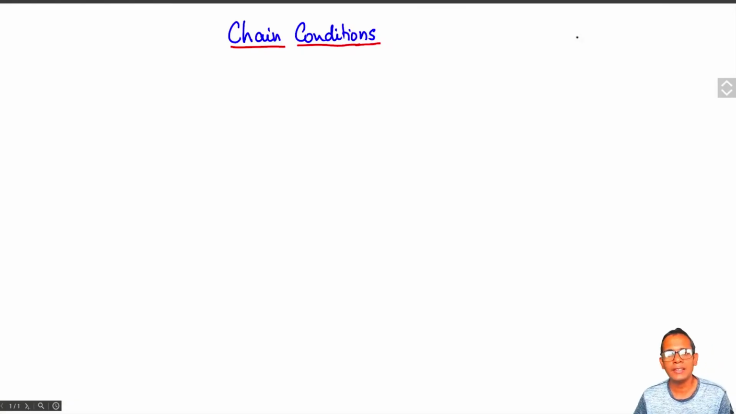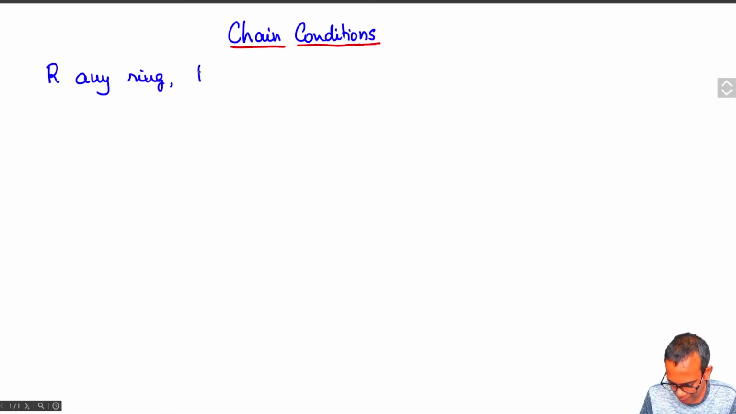In this lecture, I'll introduce chain conditions. These are certain conditions which taken together will ensure that a module has a Jordan-Holder series. So let R be anything, M an R module.